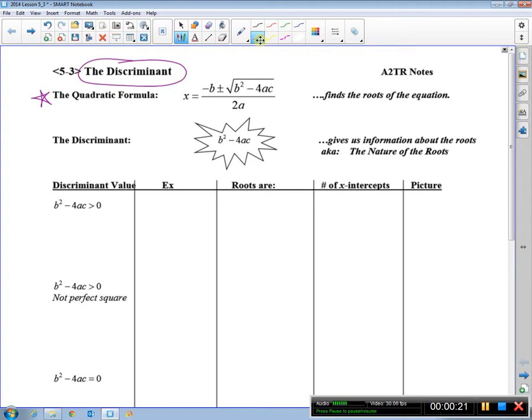X equals, finding the roots, x equals negative b plus and minus square root b squared minus 4ac all over 2a. So, of course, you already know that finds the roots of the quadratic equation. Inside the quadratic formula, underneath the radical, is b squared minus 4ac. b squared minus 4ac all by itself is the discriminant. There it is. All by itself, no radical.